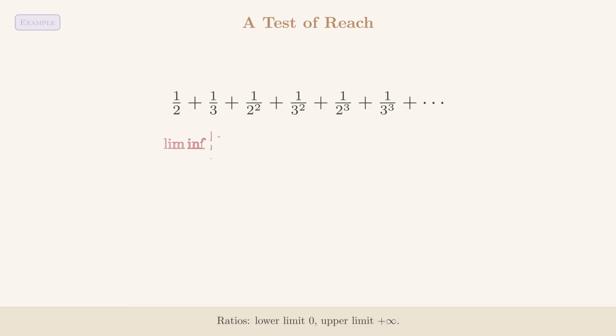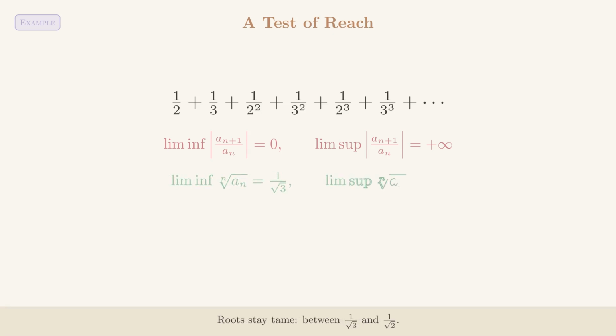Look first at the ratios. Along one family of steps, they shrink towards 0. Along the other, they blow up without bound. So the ratios have lower limit 0 and upper limit infinity. The nth roots, by contrast, stay tame. Their lower limit is 1 over root 3, and their upper limit is 1 over root 2. The ratio test is helpless here. Its ratios neither stay below 1 nor stay above 1, so it reaches no verdict.